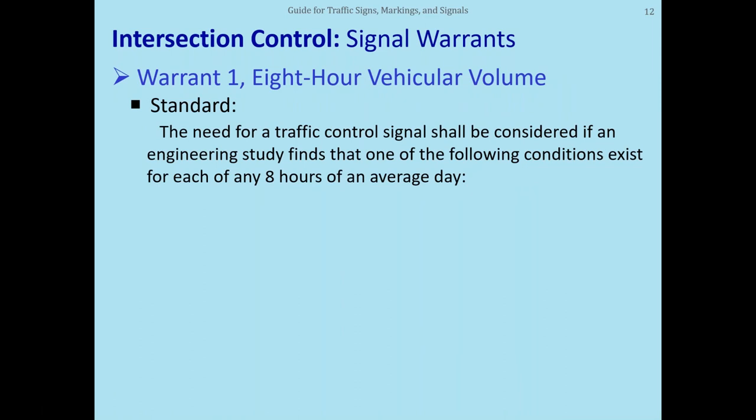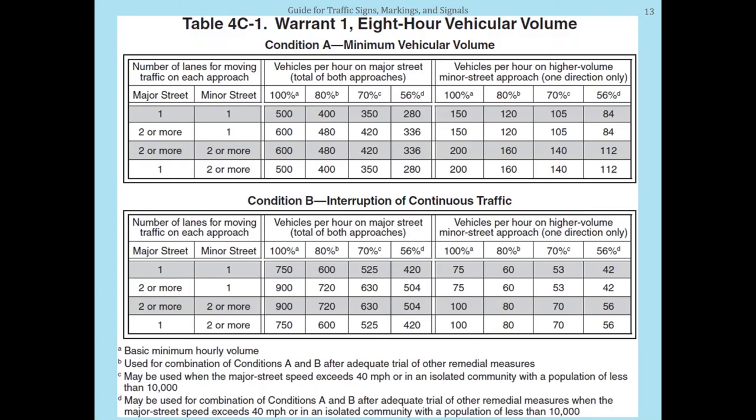One of the warrants, and these are different warrants, they operate differently. You look at 8 hours of volume, and if your volume exceeds these thresholds, then you are said to have warranted or justified a traffic signal. Now, these are not mandatory. You don't have to put the traffic signal in, but if you exceed these thresholds, then you may seriously need to be considering putting a signal in.